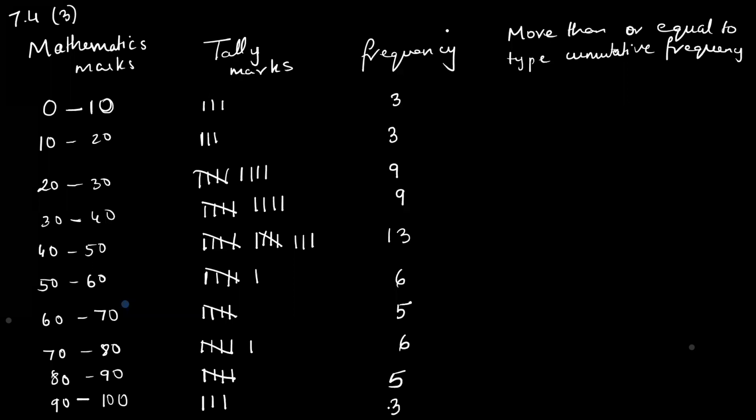3. Okay. So do you agree this is something we had done yesterday only? Yes, sir. Okay. Now it comes to this: cumulative frequency is of two types. One is more than or equal to type and one is less than type. In this sum, I'll teach you both. So first I'll teach you less than type, which we don't have to do.